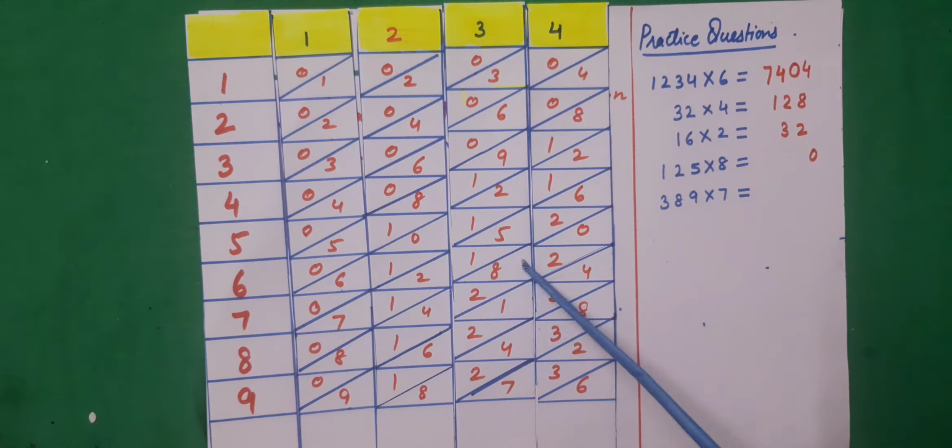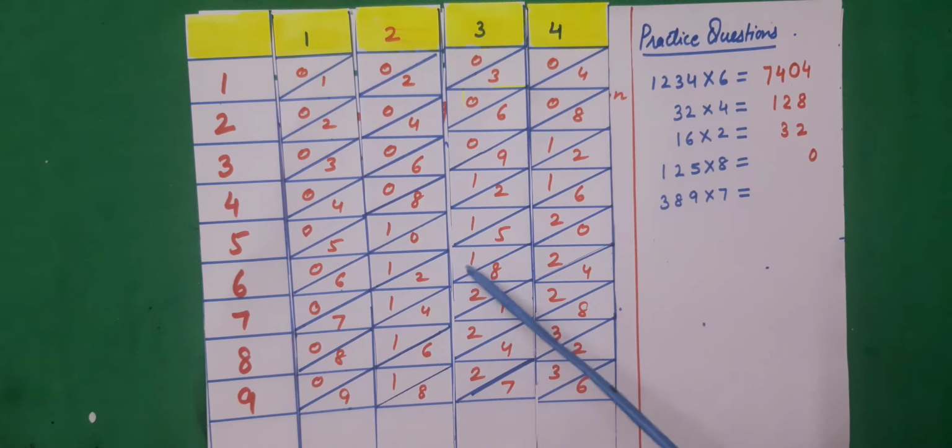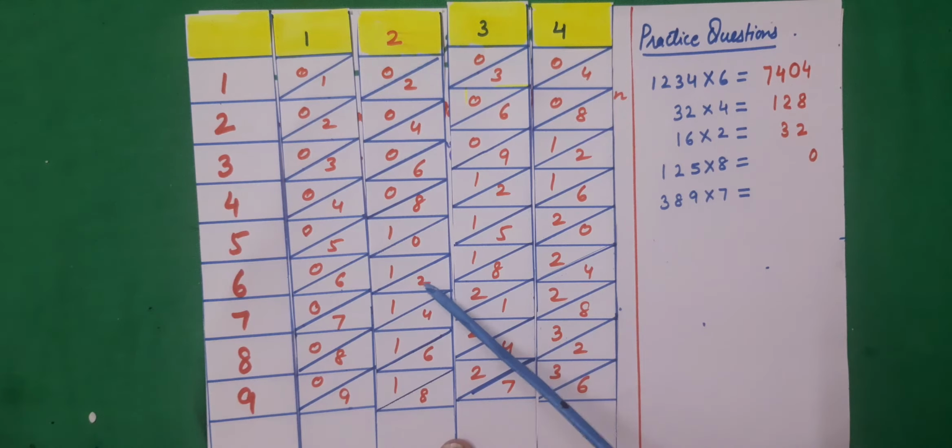No, sorry, here 8 and 2. So this is 10. 0 will come, 1 will be carried over here. Then next hundreds place, it will be 2 plus 1 is 3, 3 plus 1 that was carried, so 4. Next it is going to be 6 plus 1 is 7. So answer is 7404. Let's try with one more number.